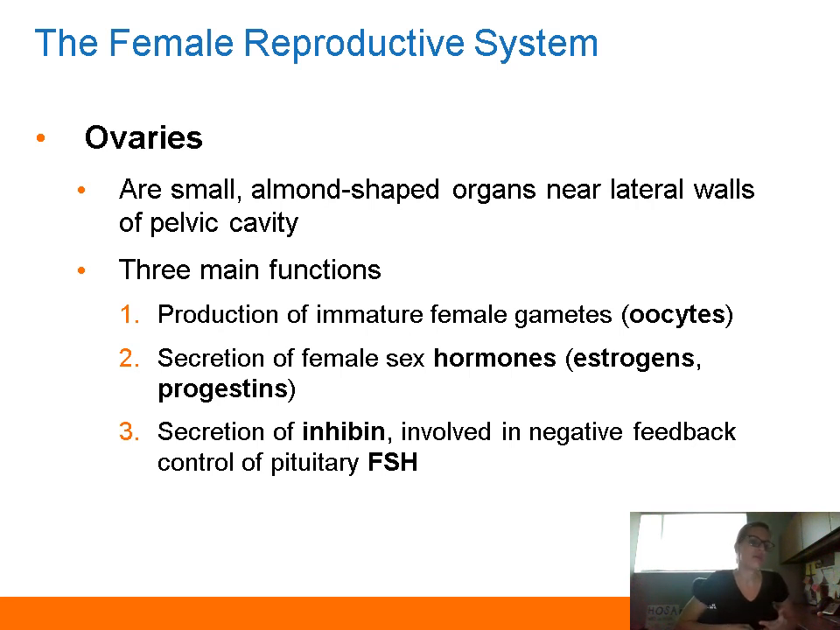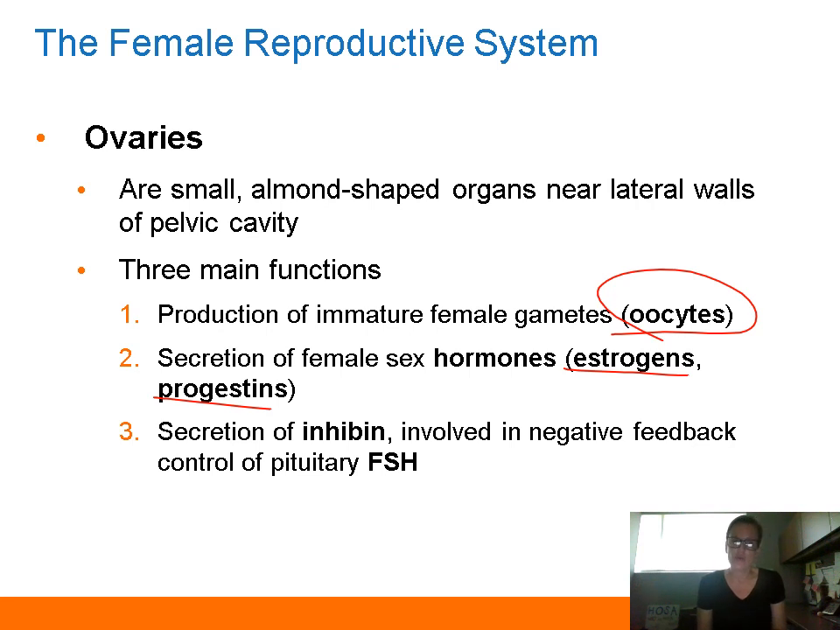The ovaries have three major functions. One, the ovaries are where the egg is produced. So the ovaries take part in the production of the immature female gamete or oocyte. Again, a fancy word for what the layperson would say is egg. The ovaries are also glands that are responsible for the secretion of the female sex hormones. So this is where we see estrogens and progestins produced. These hormones, estrogen and progestin, are going to be responsible for the activities that we see occurring in the uterus. They're responsible for the uterine cycle that occurs each month.